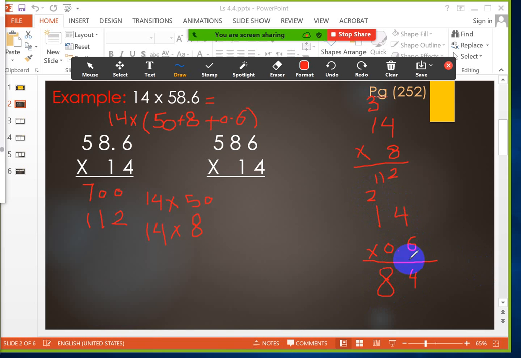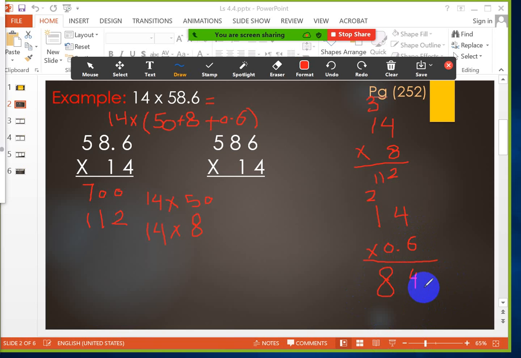Okay, so this is the final answer? No, I have a decimal point. How will I put the decimal point, girls? Okay, here I have the decimal point in this number, and I have only one digit after the decimal point. That means I have to put one digit after the decimal point in the answer.